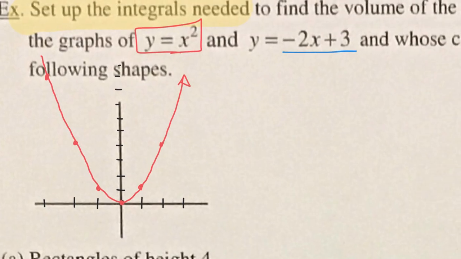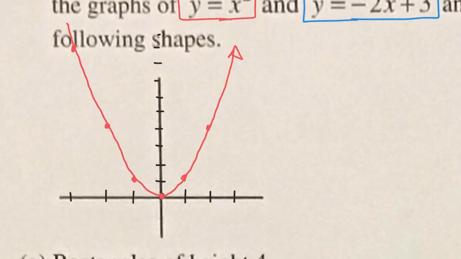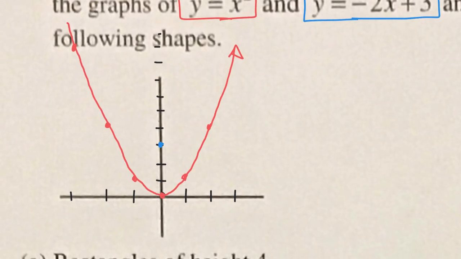And my next equation is a linear equation, negative 2x plus 3. So that one has a y-intercept at positive 3 and a negative 2 slope. So down 2, 1 right, down 2, 1 right, up 2, 1 left, up 2, 1 left, up 2, 1 left.